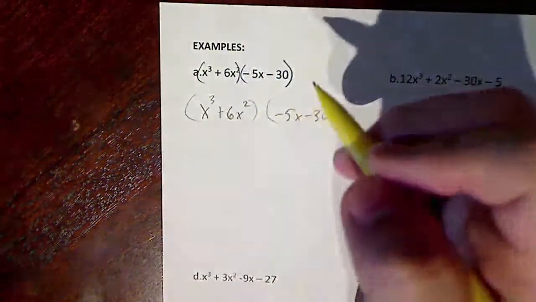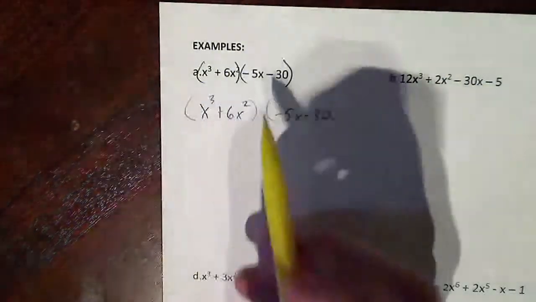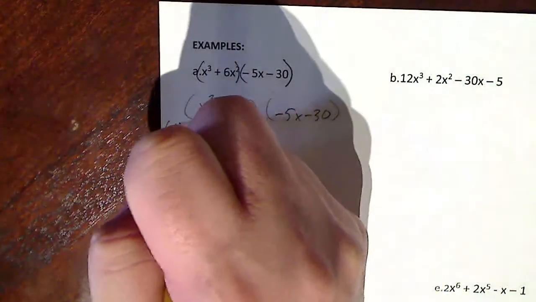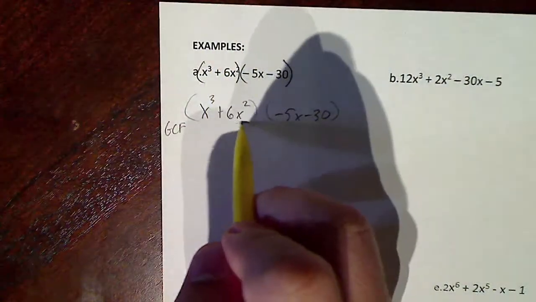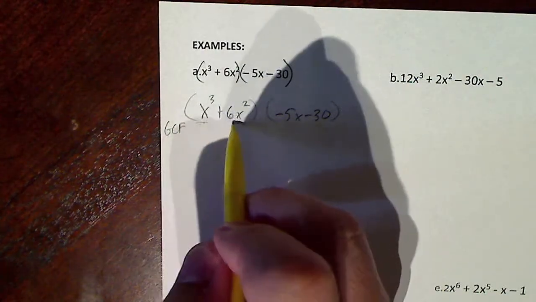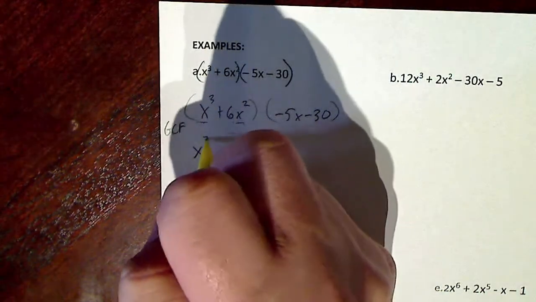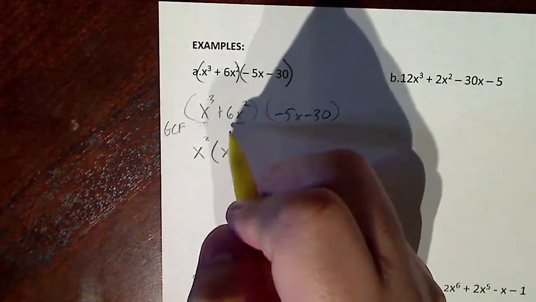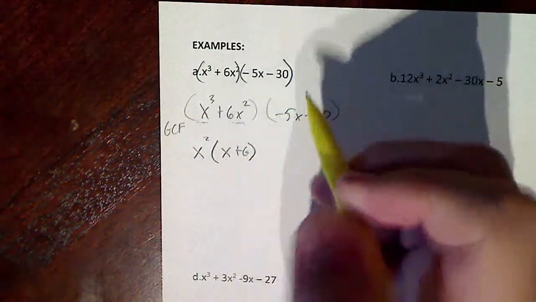Let me rewrite this. So in the first set, I'm looking at this for a GCF. And in this case, I have x squared and x cubed, which means I can take x squared out of both of these two terms. And it means that in the first one here, I would have x plus 6 left over for my first factor.